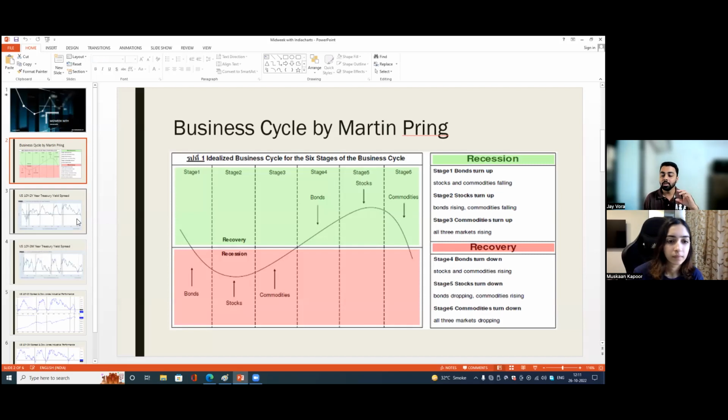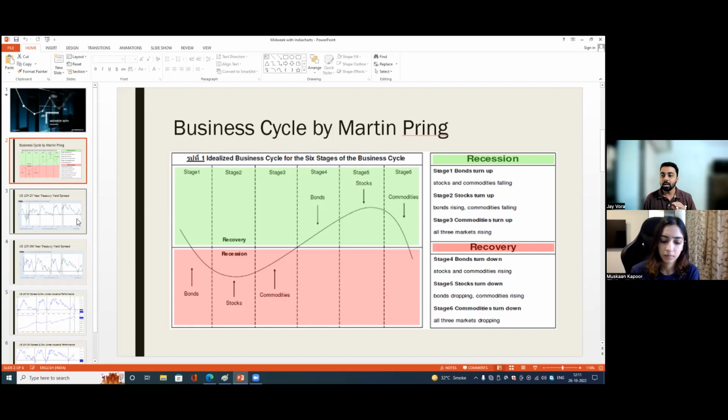So the business cycle by Martin Pring helps us by analyzing which stage we are in. Once we know which stage we are in, it becomes very easy to understand which asset class we have to buy and which asset class will make more money for us. So with that, I'll just start with stage one.